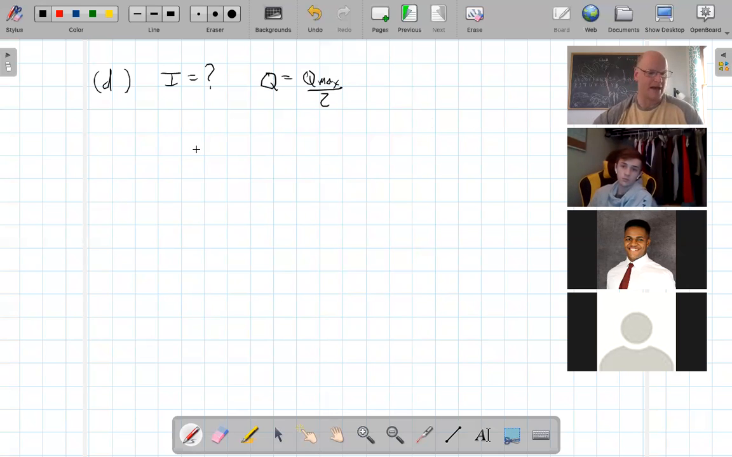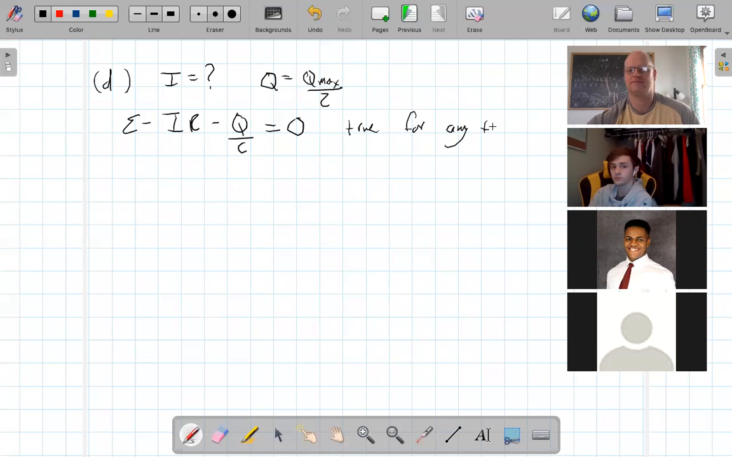Good. In this case, the easiest way to solve this one is to actually use that E minus I times R minus Q over C must be equal to 0, right? This must be true at any point in time. We got this from Kirchhoff's loop rules, so this must be true for any time t. Here we know the EMF, we're looking for the current, and we know the charge. The charge is simply going to be half of the maximum charge. So we can rearrange this to solve for the current.